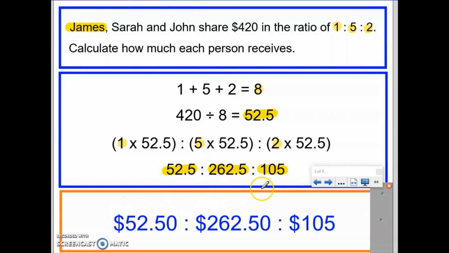I've presented it in dollars because the question is talking about dollars, and again I could double check my answer by adding my three values together to make sure they added up to $420.